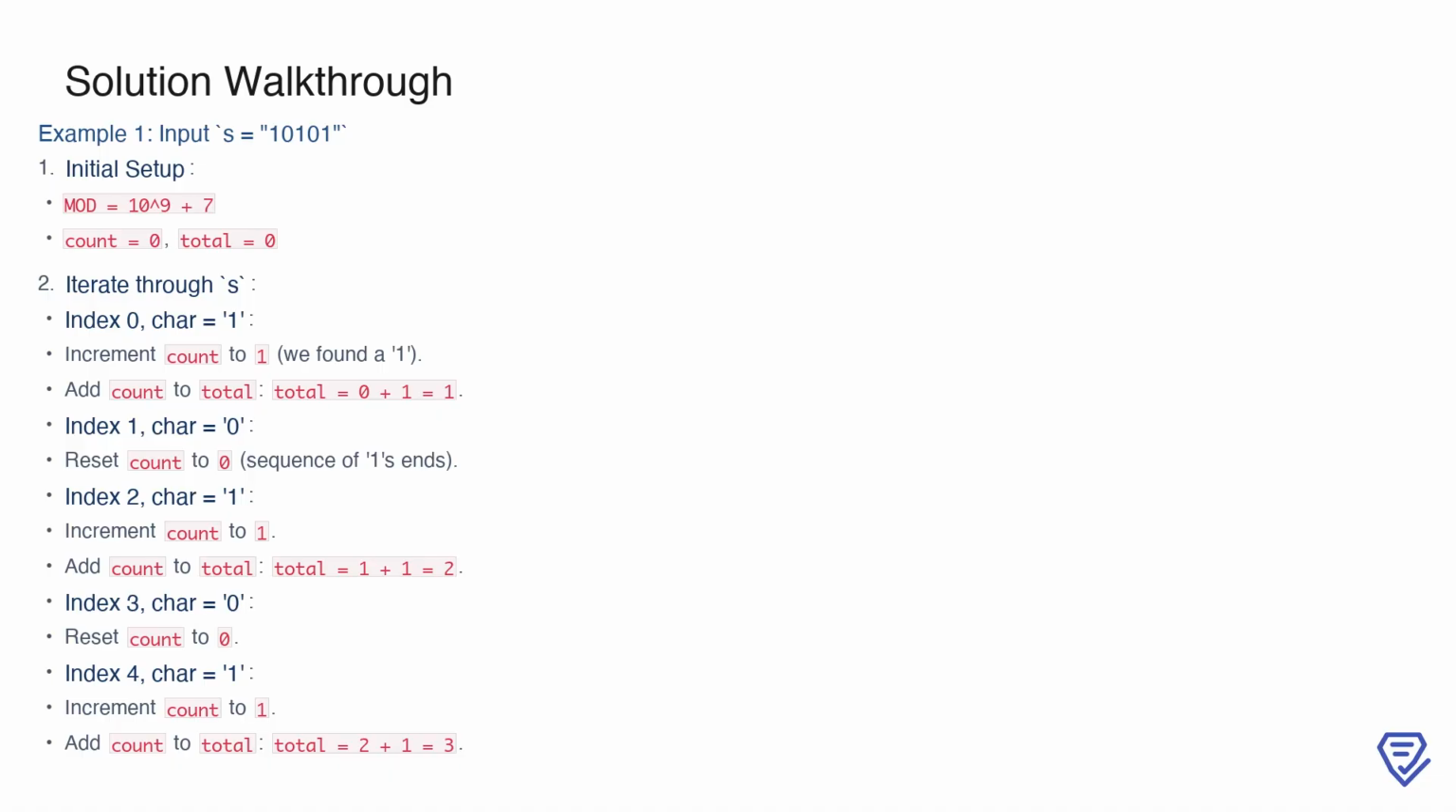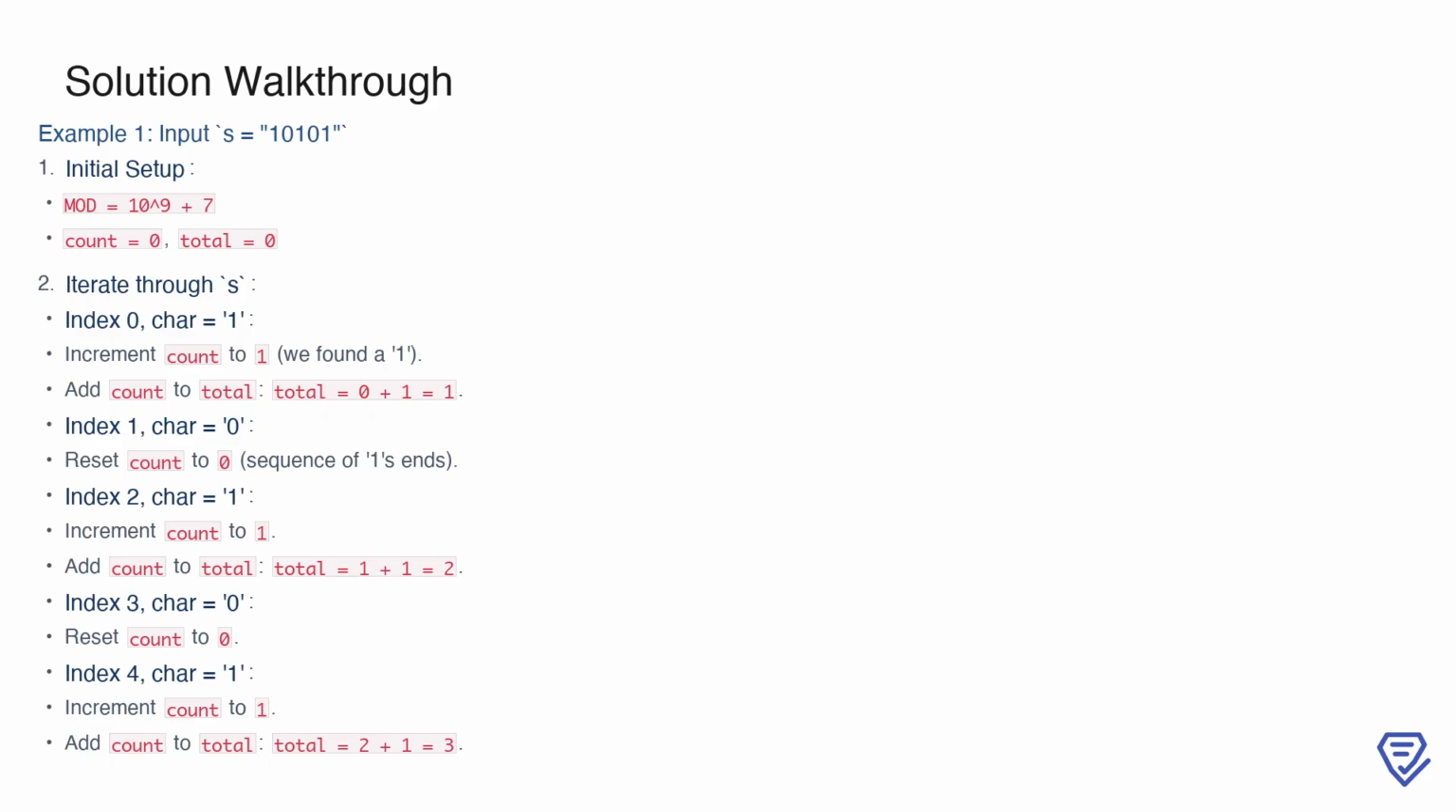To solve this problem, we start with the input string s equals 10101. First, we initialize a few variables. Mod is set to 10 to the power of 9 plus 7 to ensure we handle large numbers efficiently. Count is initialized to 0 to track the length of consecutive ones, and total is initialized to 0 to store the cumulative sum of substrings consisting only of ones.